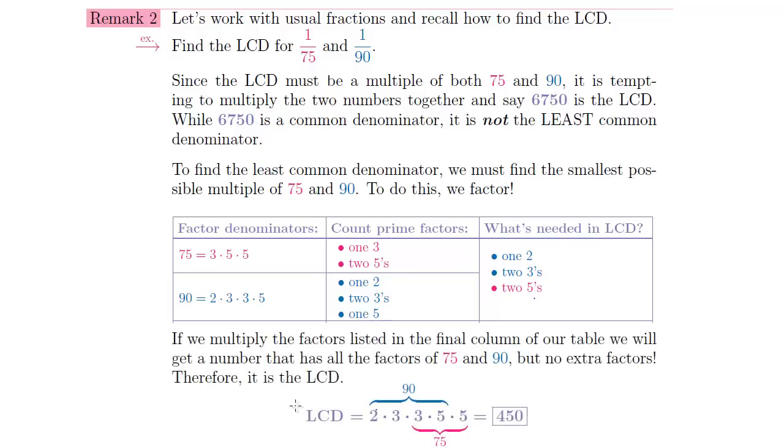So now, to get the LCD, we multiply the factors listed in the final column of our table. That's the number that will have all the factors of 75 and 90, but no extra factors. Therefore, it's called the LCD. Our LCD is 1 2, 2 3s, and 2 5s. And when you multiply them together, you notice you get 450, which is the least common denominator of 90 and 75.